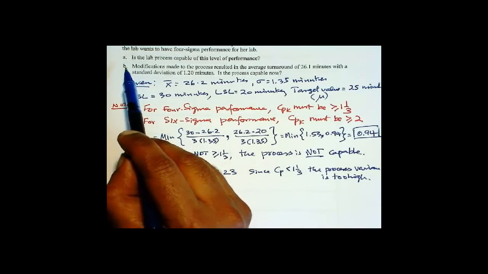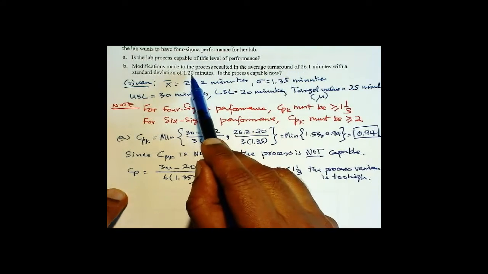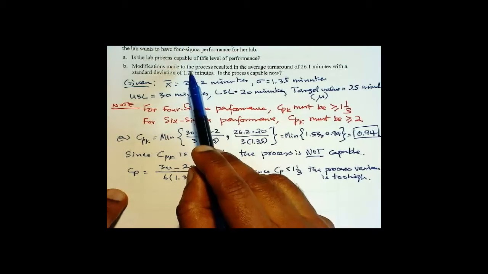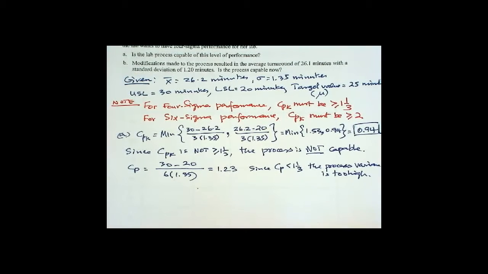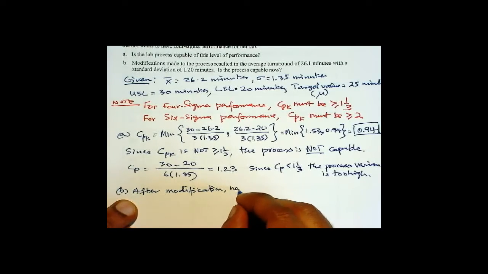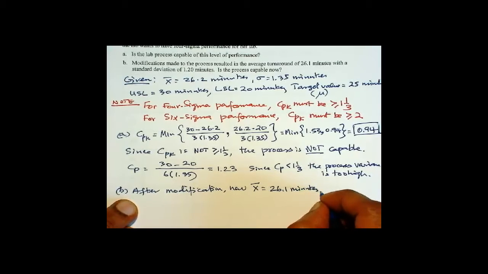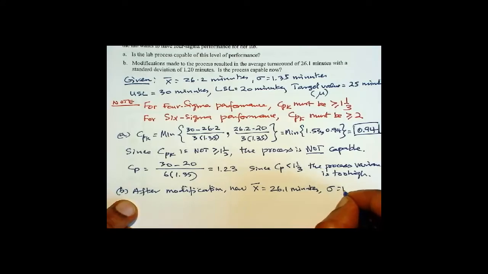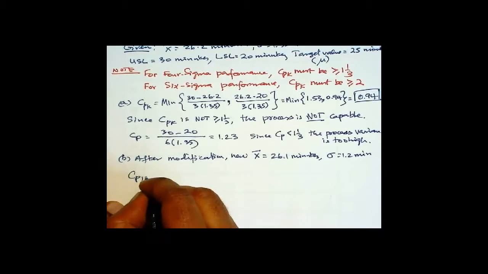So that's what's described here in B. Modifications made to the process resulted in an average turnaround time of 26.1 with a standard deviation of 1.2. So we reduced the standard deviation from 1.35 to 1.2, and in that process the average turnaround time also reduced a little bit. So this may be enough to put us over the top. So let's look at the case. After modifications, the new x bar is 26.1 minutes and sigma equals 1.2 minutes.